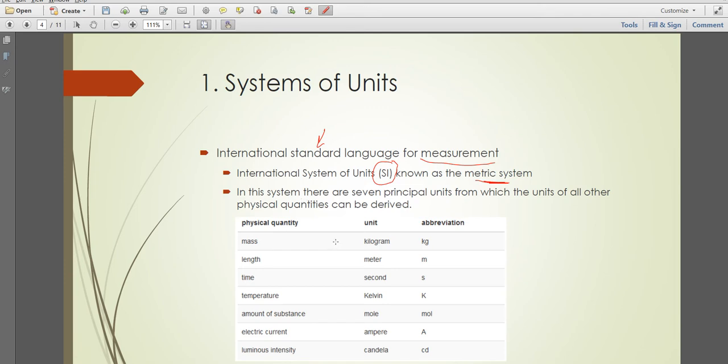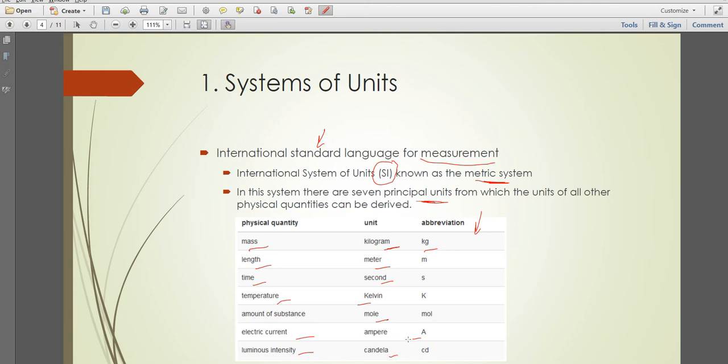We have 7 principal units, which are those units here, and we combine them to derive physical quantities. First of all, the 7 principal units are: mass, whose unit is the kilogram, kg, as abbreviation; length, meter; and time, measured in seconds; temperature in Kelvin; and amount of substance for any material in mole; electric current in ampere; and luminous intensity in candela.